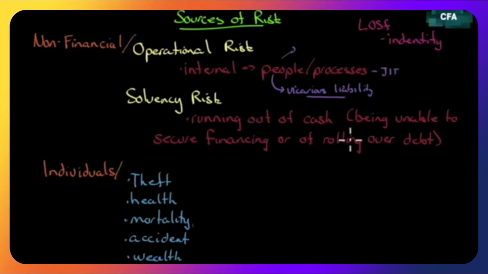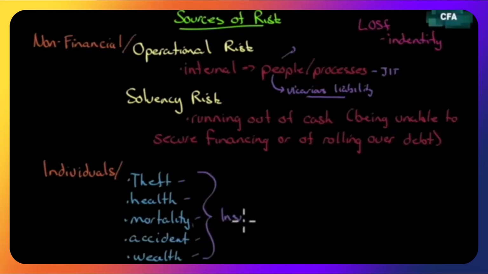So we can look at financial risks, look at non-financial risks, but individuals also face risks. What are the types of risks that we face as just individuals? Well, theft. Things can be stolen from us. Our health can fail. We can die. And we might have a lot of responsibilities behind us, a whole family. We can get into an accident where suddenly we can no longer work anymore. We have a certain amount of wealth built up. Well, we'd like to protect that wealth. So all of these can be dealt with insurance.